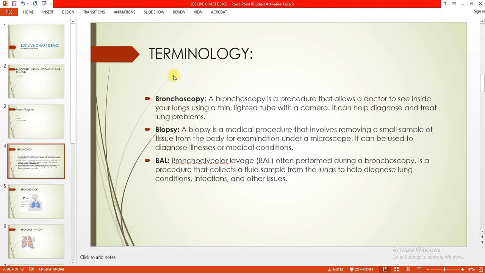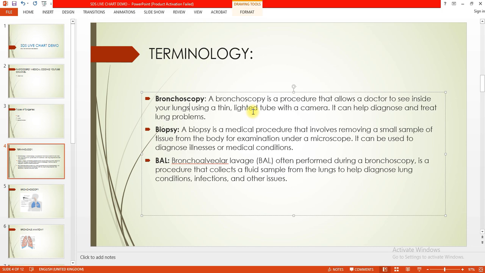Next, today we are going to learn bronchoscopy. So what is bronchoscopy, guys? Visualization of lungs. Anyway, no need to worry, we have the images. A bronchoscopy is a procedure that allows a doctor to see inside your lungs using a thin lighted tube with a camera. It can help diagnose and treat lung problems. Most of the time, the alveoli and bronchioles are all included in the lungs, correct?